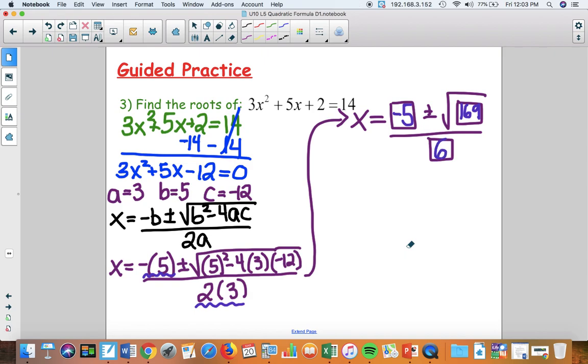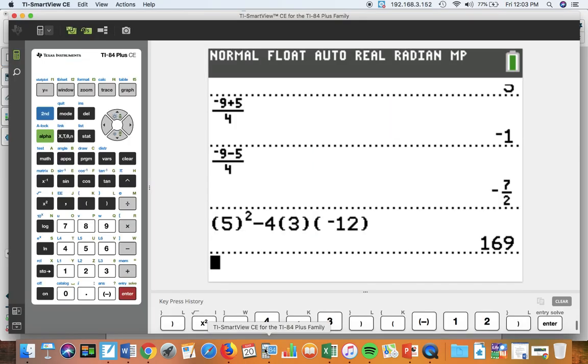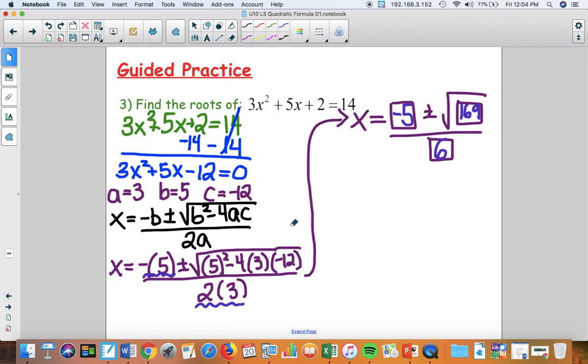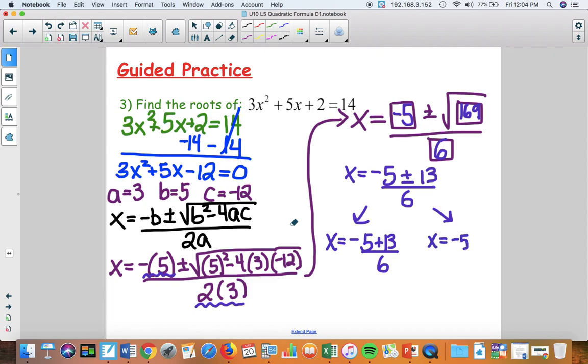So now let's see if we could simplify the square root of 169. So the square root of that number actually is 13. So we can simplify this further to x equals -5 plus or minus 13 over 6. Since we have all whole numbers and we have no radicals, we can split this up to get two answers. So we have x equals -5 plus 13 over 6, and we have x equals -5 minus 13 over 6.